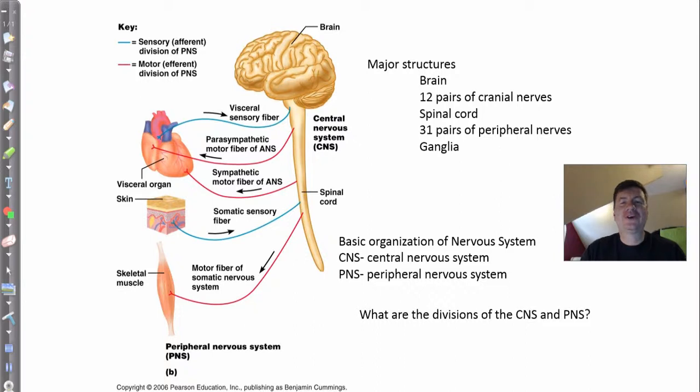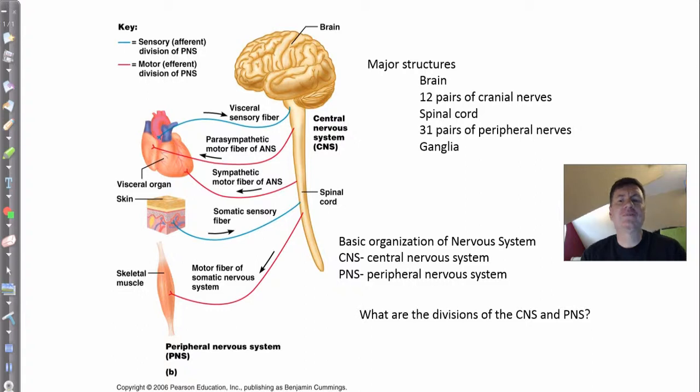So major structures that we associate with the nervous system include the brain and spinal cord, the 12 pairs of cranial nerves. Cranial nerves are nerves that arise directly from the brain, like the olfactory nerve or the trigeminal or facial or hypoglossal nerves. There's actually 12, of course, and we'll discuss in a little more detail what they do. But since they come directly from the brain, we kind of put them in their own category.